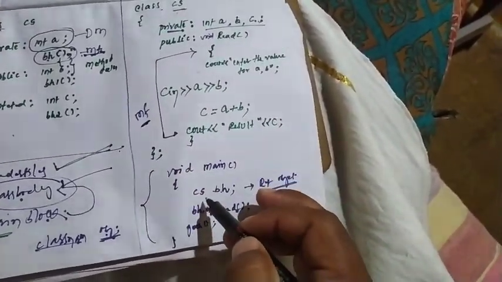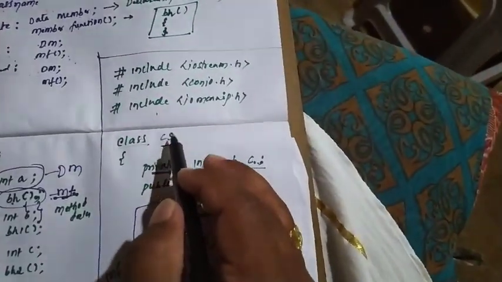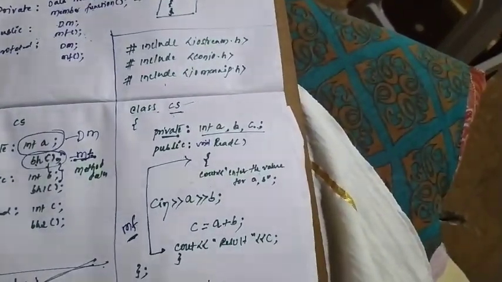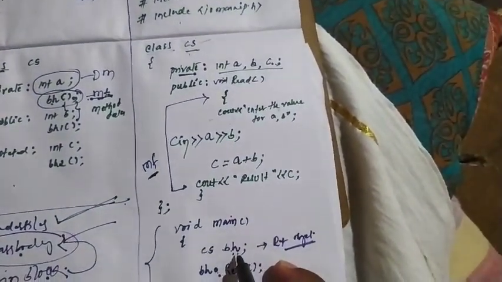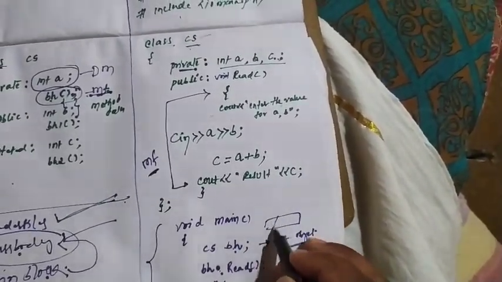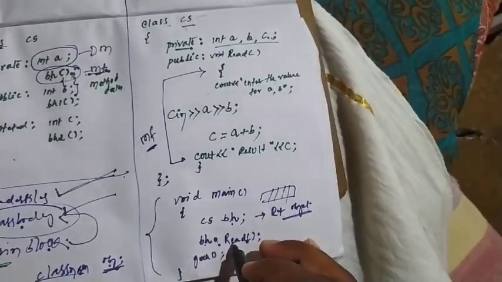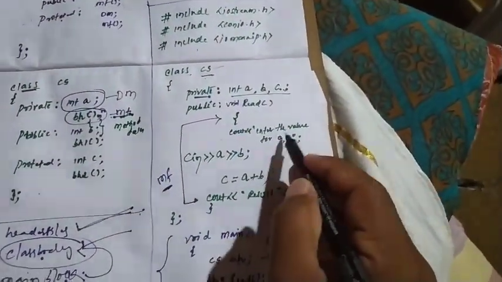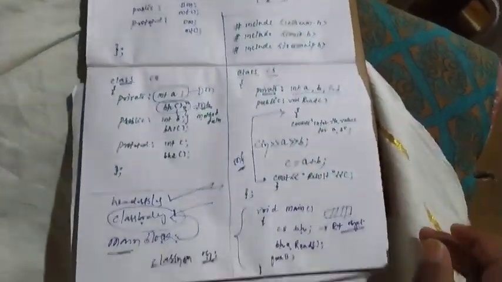When the compiler comes here, first it will see CS. It will start searching for CS in this program. I have a name called CS with some body, and with the help of bh, which is the reference object, the compiler will automatically create a memory block like this. When it comes to the next line, it will start searching for read. Then with the help of iostream and conio, the entire thing will get executed.